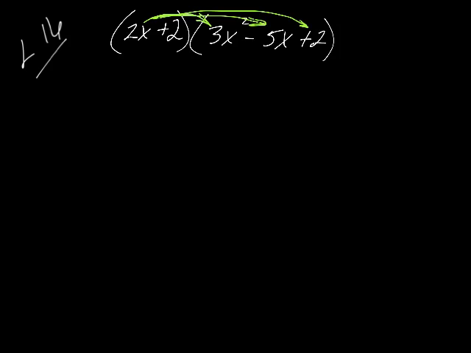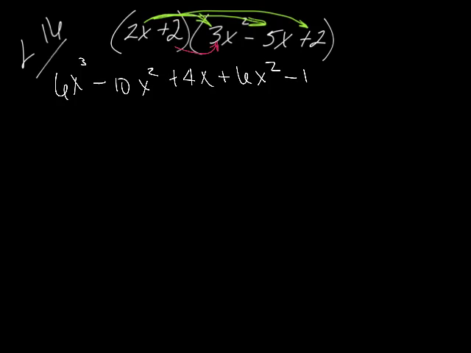So let's go ahead and multiply those, and we get 6x cubed minus 10x squared plus 4x. And when we multiply the second terms, this one times this, we get, let me get rid of those so I have room, 6x squared minus 10x plus 4.